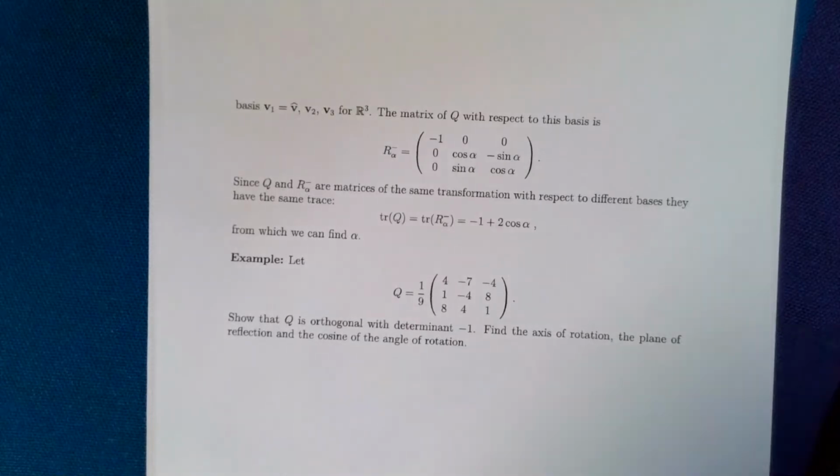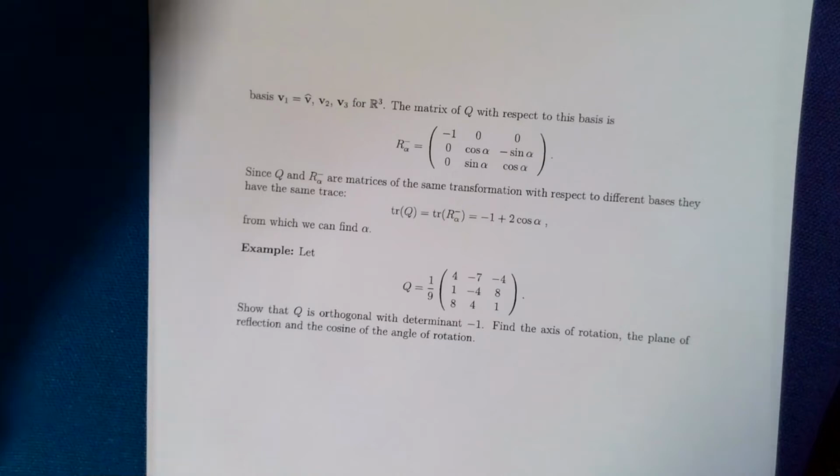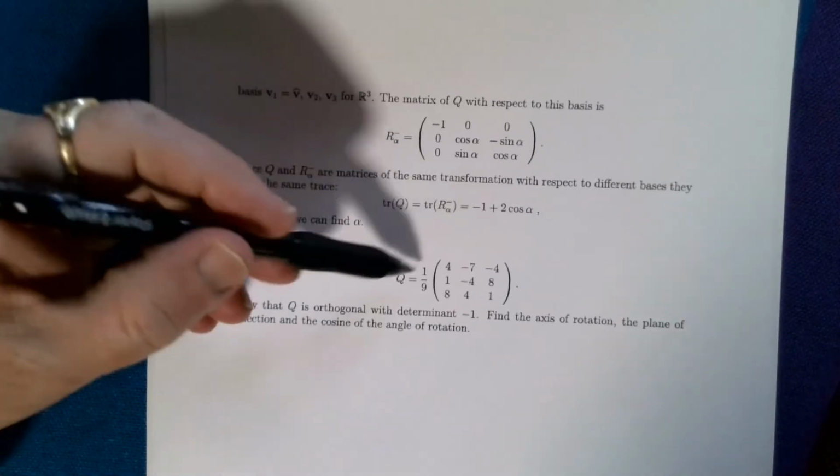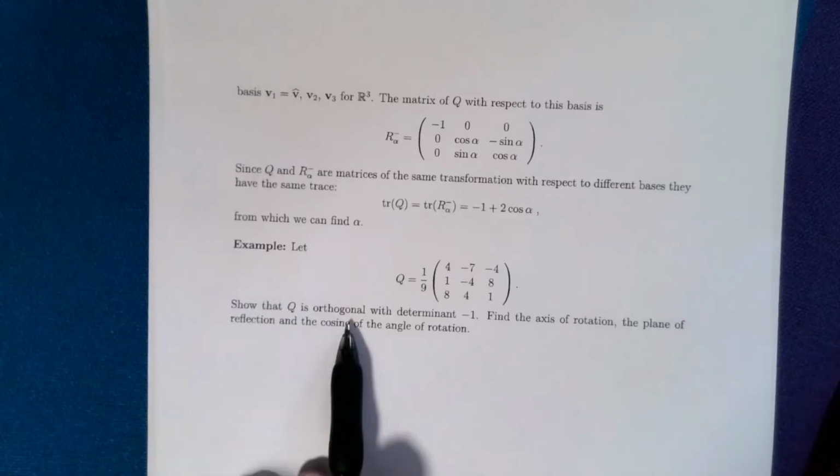So a couple of worked examples of this to grind through. We take this matrix Q, which is 1/9 times this, and we're going to show it's orthogonal, determinant minus 1.